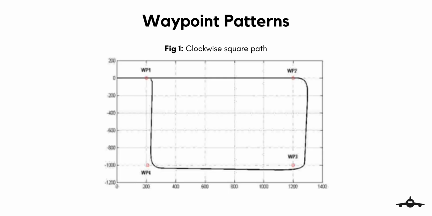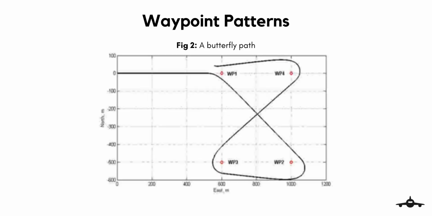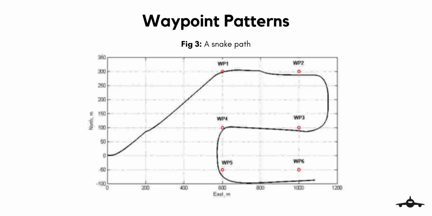In the second figure, 4 waypoints are arranged in a diagonal pattern. First at the top left, second at the bottom right, third is at the bottom left, and fourth one is top right. And hence, when we join, the wings of a butterfly is obtained. In the third figure, 6 waypoints are arranged. First and second at the top, third and fourth in the middle, fifth and sixth at the bottom. So when we trace, a snake pattern is obtained.